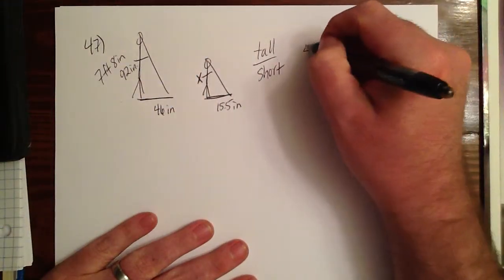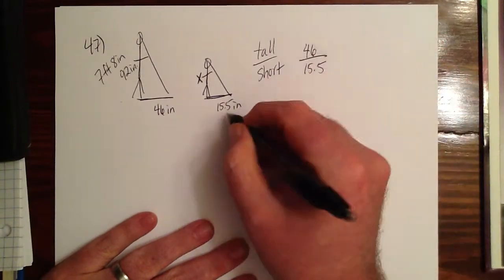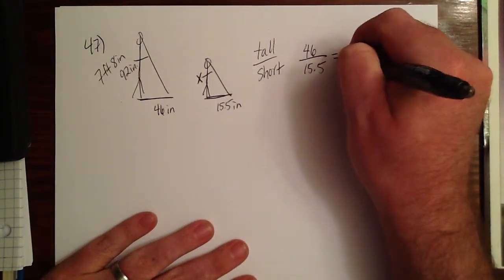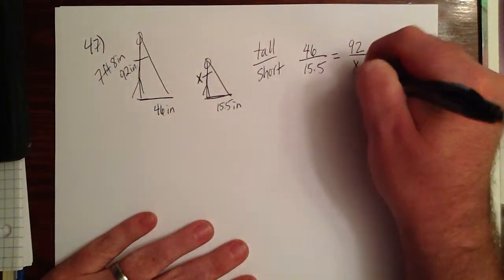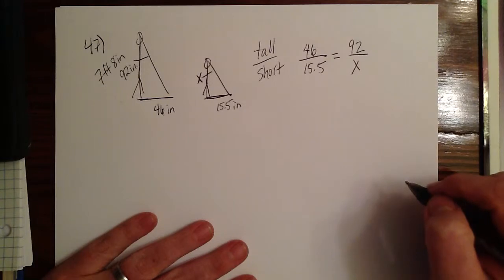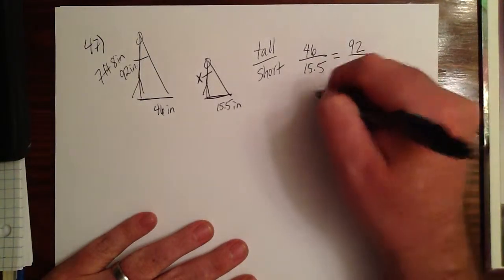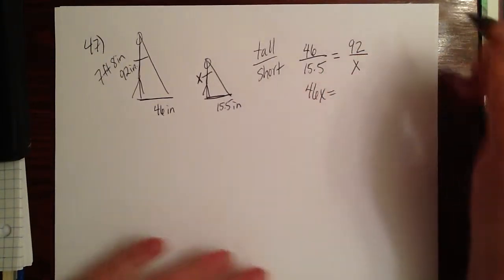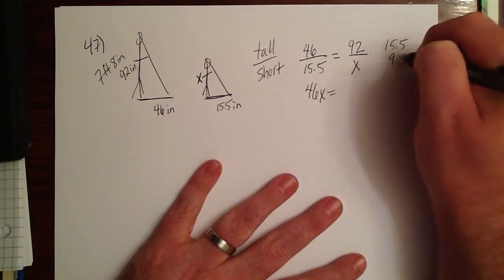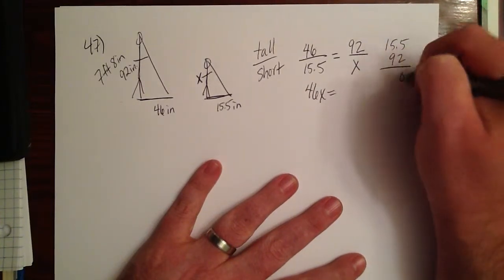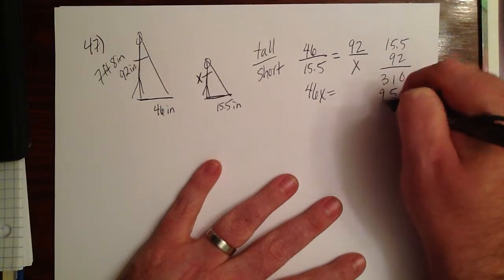46 on the tall woman corresponds to 15.5 on the short woman. And 92 on the tall woman corresponds to x on the short woman. So that's the ratio we're going to set up. 46 times x is 46x equals 92 times 15.5. That is 1426.